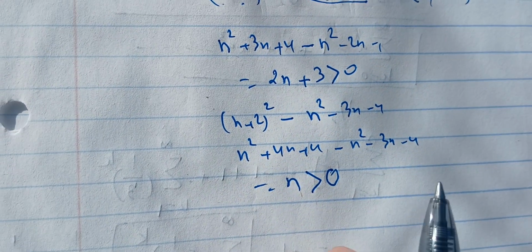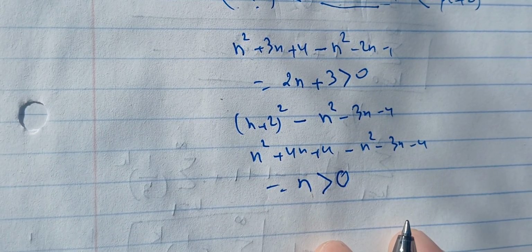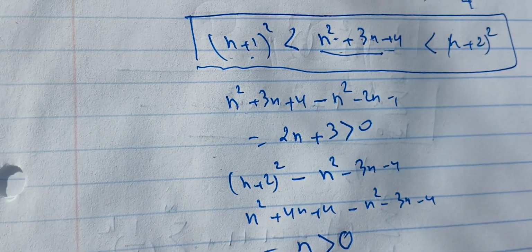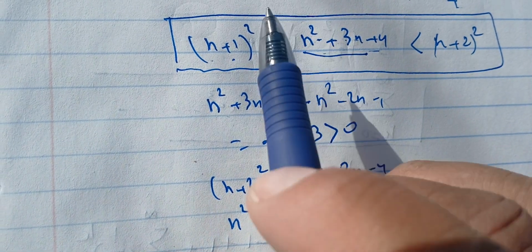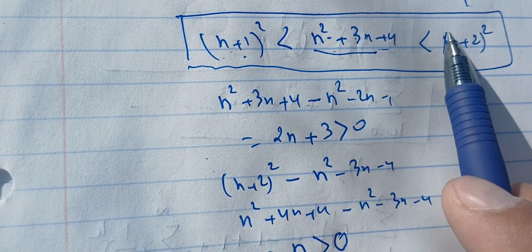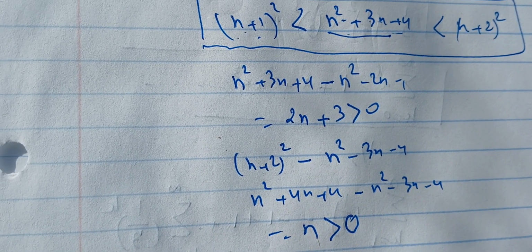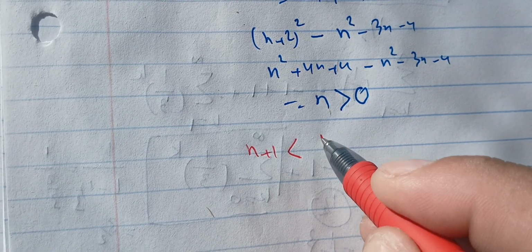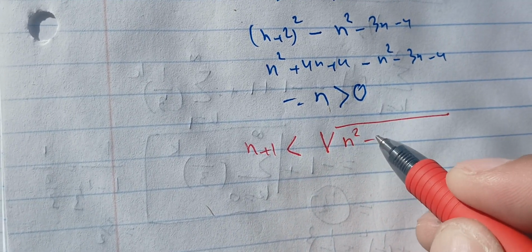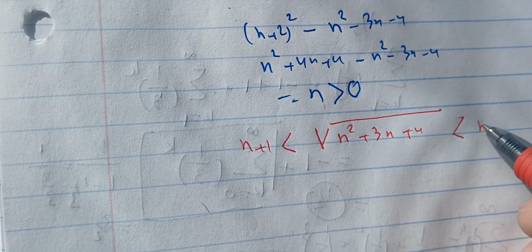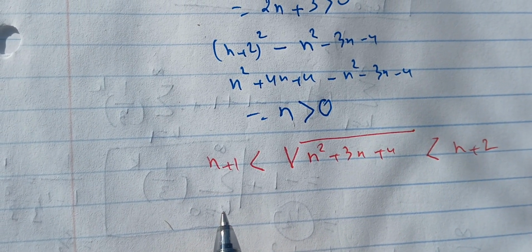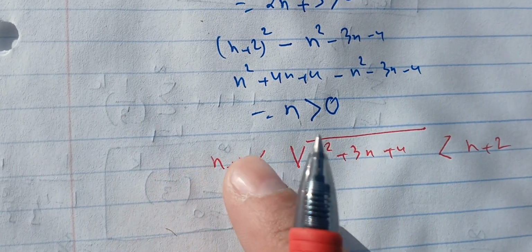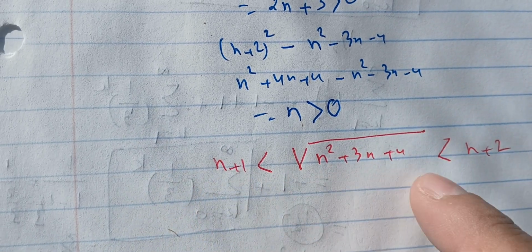We can use the square root function, which conserves the order. So here the order is not going to change, and these numbers are positive. Therefore, when we apply the square root function, we're going to have n plus 1 is less than the square root of n squared plus 3n plus 4, which is less than n plus 2. And we have this number trapped between two consecutive integers. Note that n plus 1 and n plus 2 are consecutive integers.